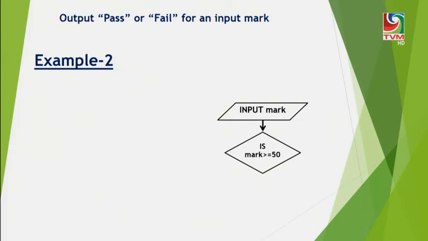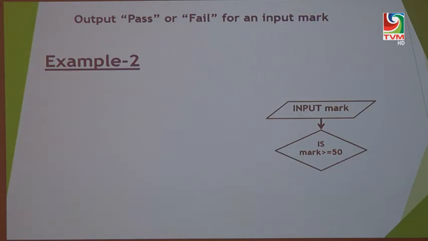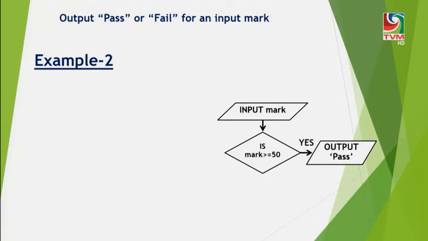In these cases you have to use a rhombus, because rhombus will give you two answers. One is true and the second one is false, or yes or no. If the entered mark, whatever you input, is greater than 50, the answer will be pass. The student is pass in the test. Suppose you entered 30. Is 30 greater than or equal to 50? No, 30 is not greater than or equal to 50. So the output will be fail.